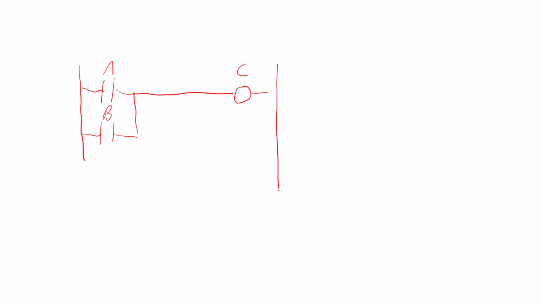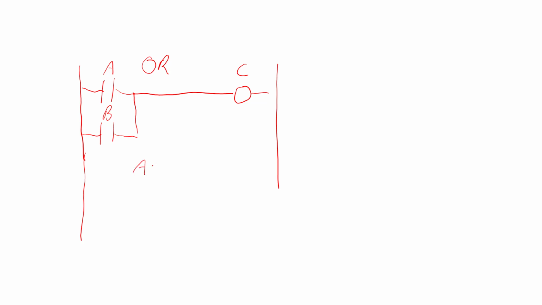So a few points to remember from before. If we need either of two conditions to be met before something happens, we draw them in parallel. So we've got condition A and condition B. Sorry, this is OR, not AND. So condition A or condition B can result in the output C. So that's an OR condition.